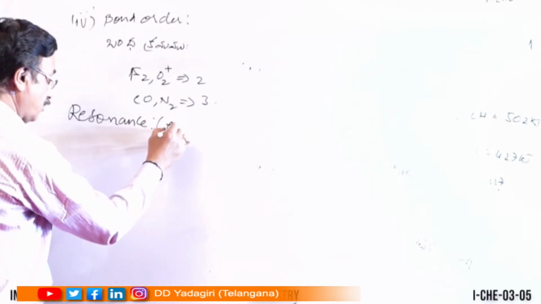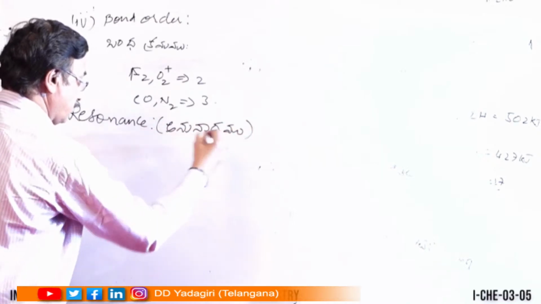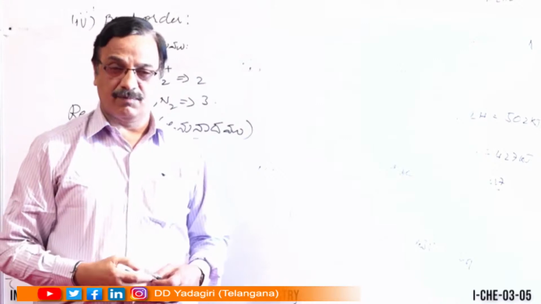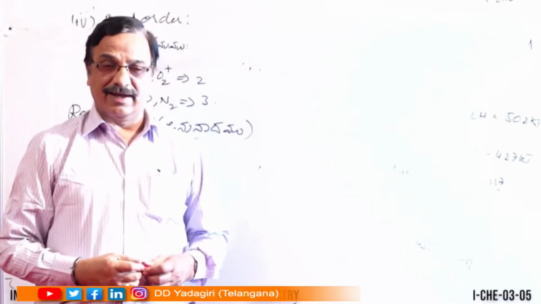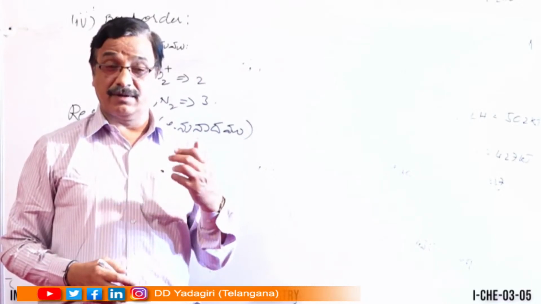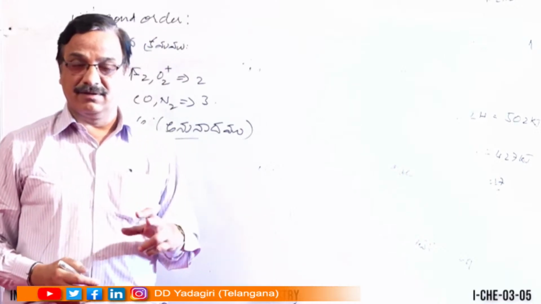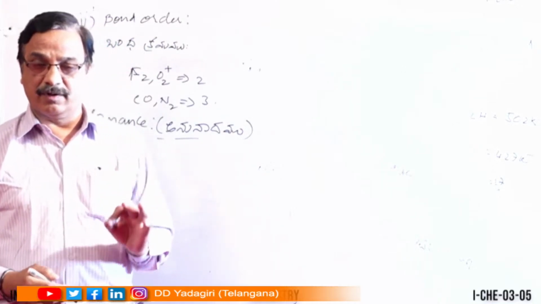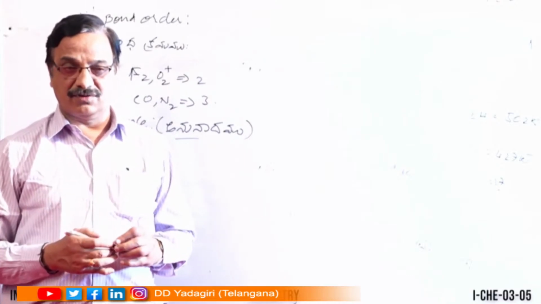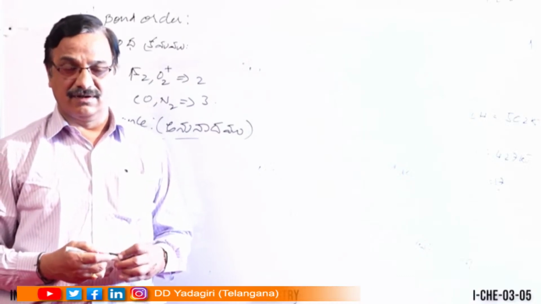That is anunadam. When the exact or experimental properties of the molecule cannot be explained by one structure, then we can explain the experimental properties with the help of two or more structures. So this phenomenon we call resonance, right?